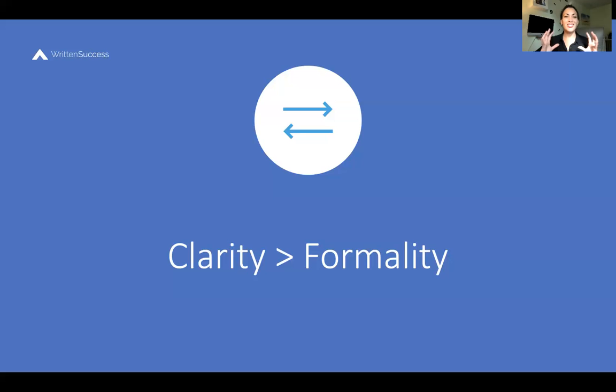So you really want to keep it as simple as you can. Don't worry about formality. Don't worry about it being grammatically perfect. It needs to be proper in terms of its writing, but it shouldn't be overly formal. It shouldn't be overly complicated. Really veer towards clarity over formality every single time.